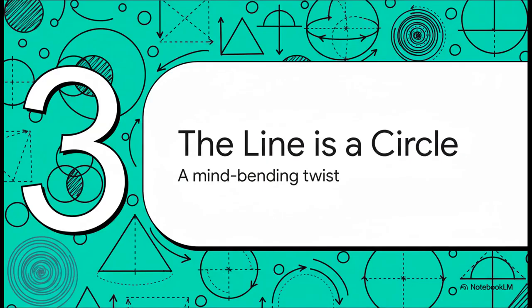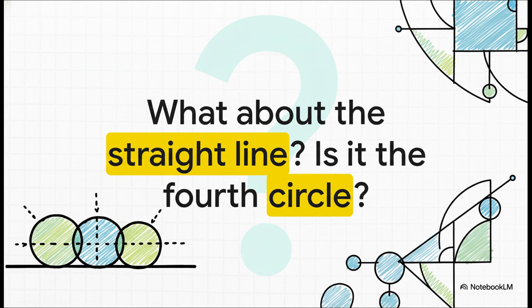Okay, so we've talked about the three circles, but there's a fourth element in that drawing that we've kind of been ignoring, and this is where things get really fascinating. So prepare yourself for a bit of a mind-bending twist. I'm sure you've been wondering this whole time, okay, fine, but what about the straight line at the bottom? All three circles are kissing it, so how does a straight line fit into a theorem that's all about circles?